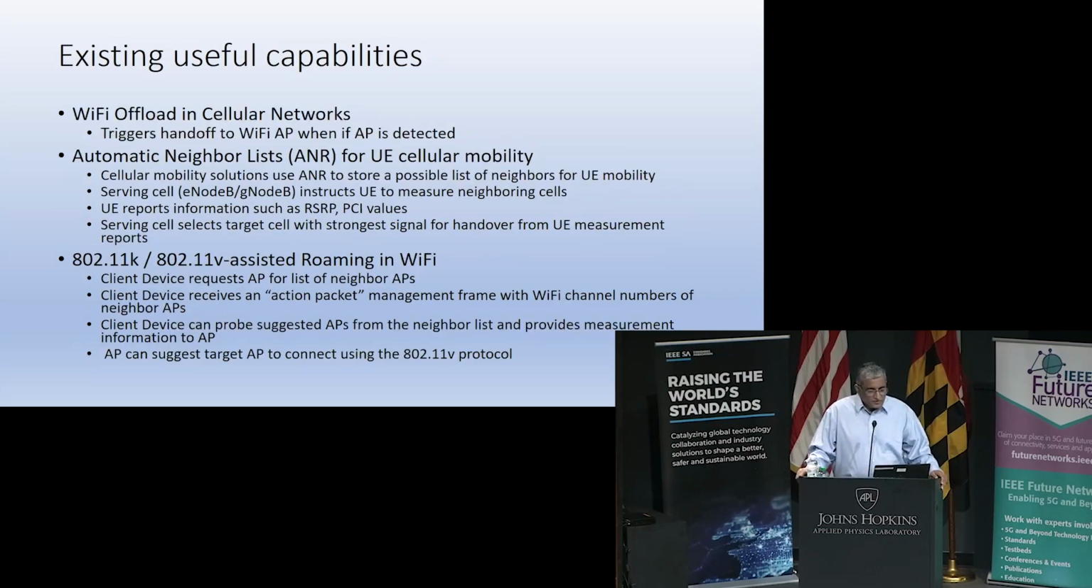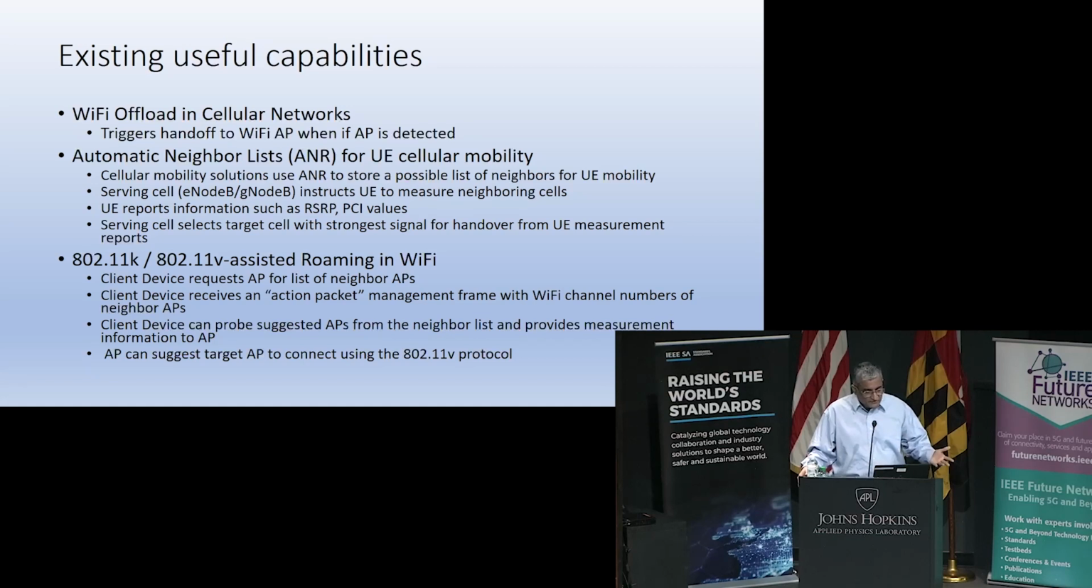Now, what do we already have? We do have like Wi-Fi offload, right? That is, it triggers a handoff to a Wi-Fi AP if the AP is detected. Is that adequate? Let's think about it. And then within cellular mobility, we have, say, for example, SON capabilities like automatic neighbor lists, and a serving cell asks the UE to measure its neighboring cells, and the UE reports the information, the PCI values, RSRP values, and the serving cell selects the target cell with the strongest signal for handover, right?